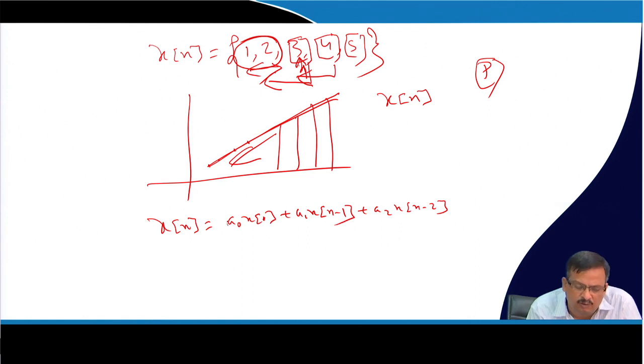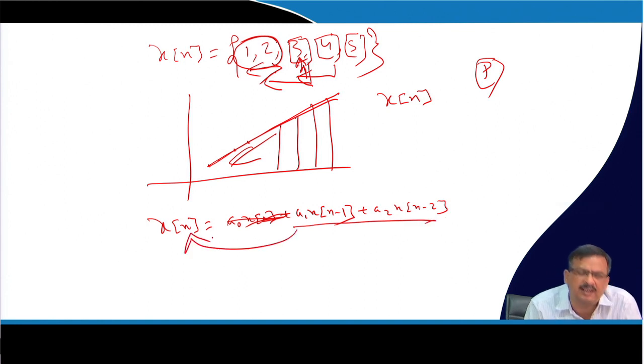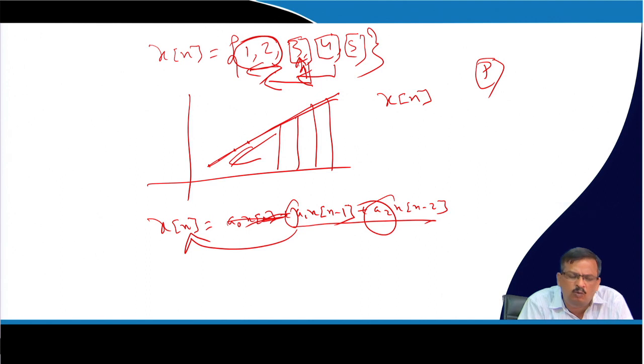Let us say k varies from 1, a1 x of n minus k. So, from the previous samples I am predicting the current sample. So, it is a linear combination and a1, a2 are the coefficients. So, how do I estimate the coefficients?